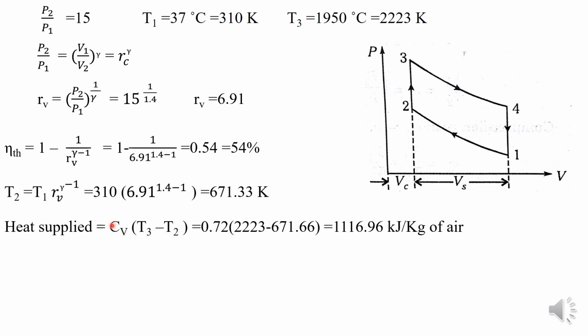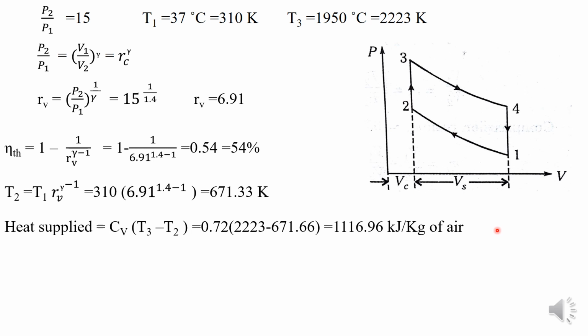Here m is taken as 1 because they have asked for heat supplied per kg of air. So m is 1. Cv, you know, the Cv value for air is 0.72. T3 is given in the question itself. T2 you have found out. So just substitute, and you will get the heat supplied per kg of air.